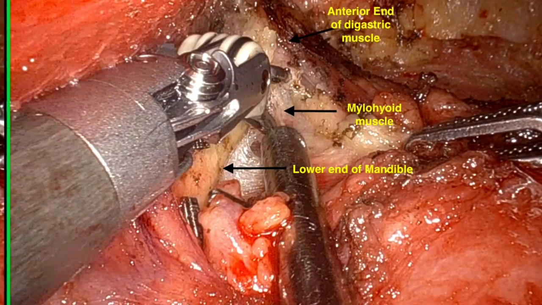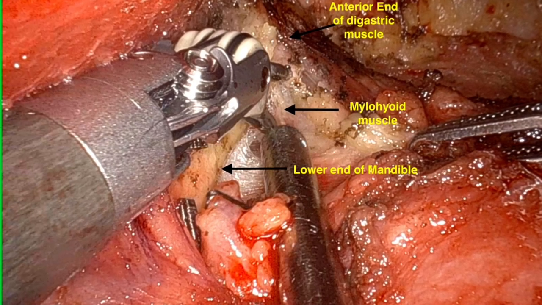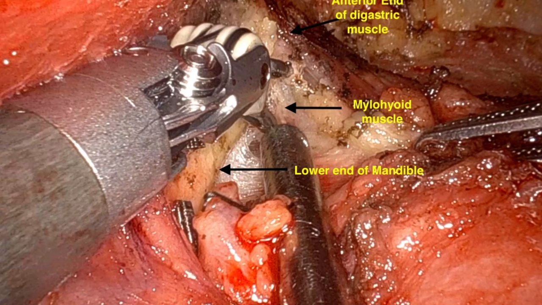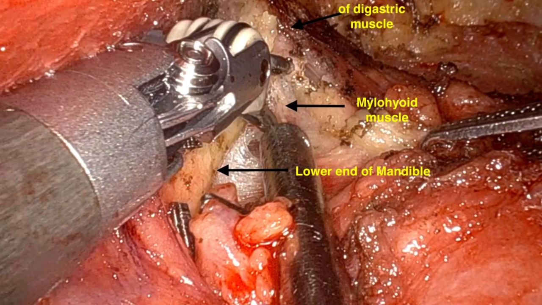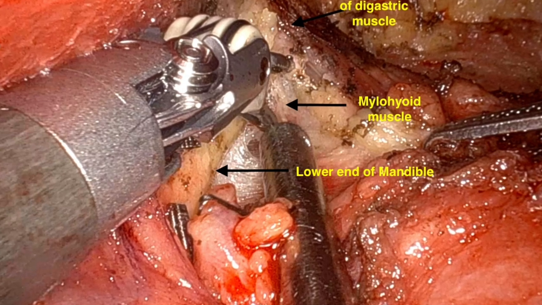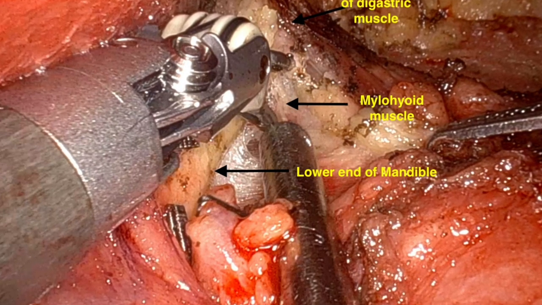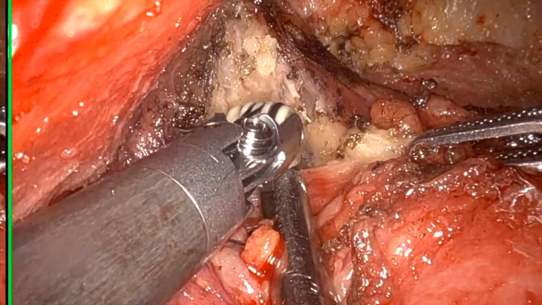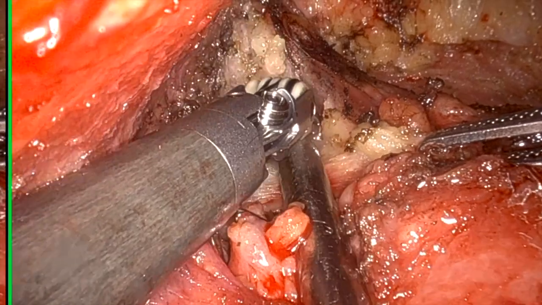Get yourself oriented once again. We have the anterior end of the digastric muscle at the top, then the mylohyoid muscle and the lower end of the mandible. If you see carefully, you can see the fibers of the mylohyoid muscle below.